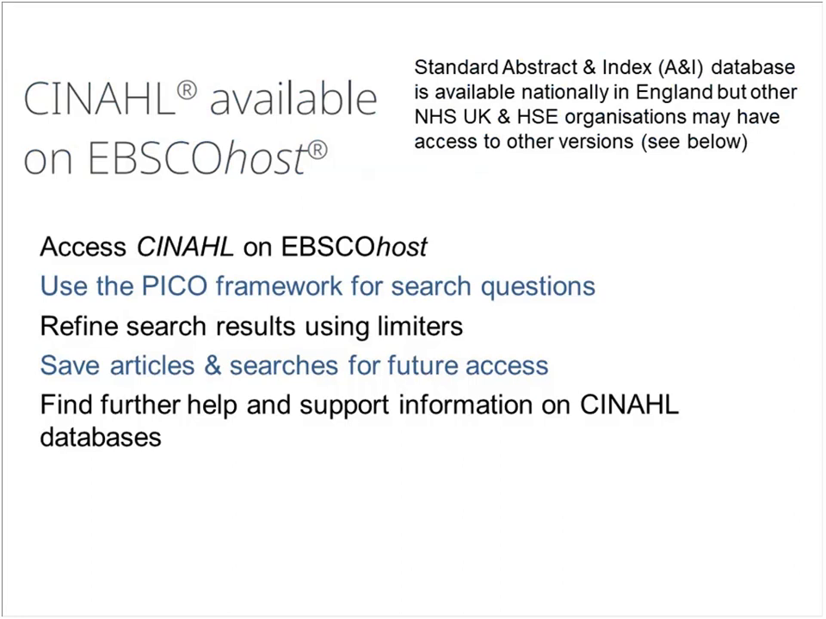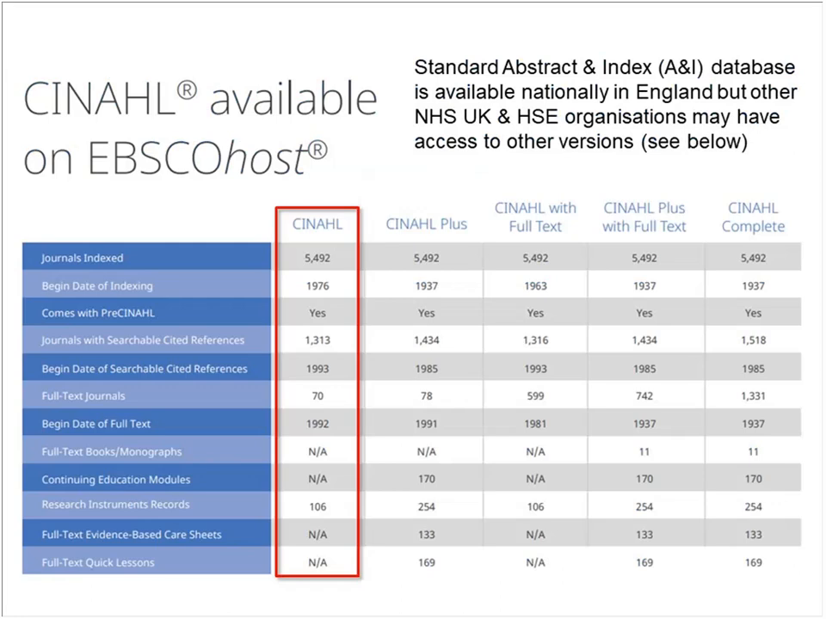So the first thing is just to point out the availability of CINAHL and the version that you're using. So nationally, in England, CINAHL is the standard database. Some have upgraded to higher-end versions, such as CINAHL Plus, CINAHL Complete. It may be regional or local, but you see a comparison there of the kind of content that you have access to. So you have the journals index, almost 5,500.